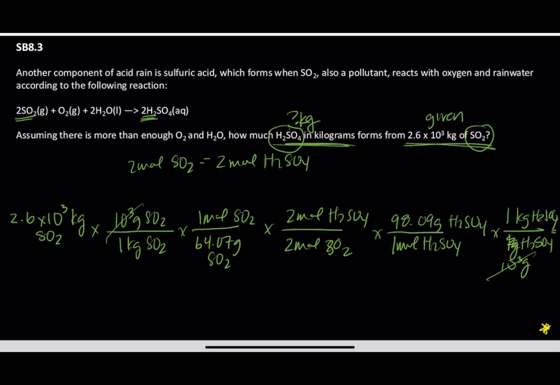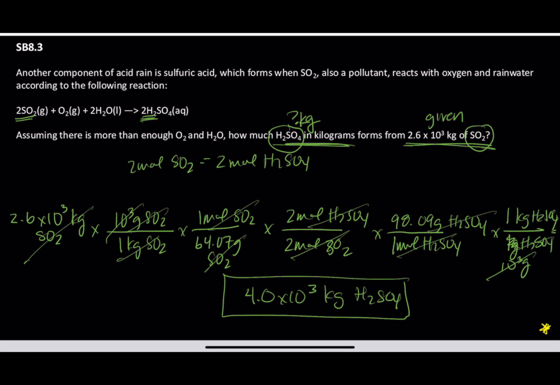Now we're going to make sure all of our units cancel, and we'll note that that 10 to the third also cancels, which makes our math a little bit easier. And if we check, indeed, all the units cancel, leaving us with kilograms of sulfuric acid. Then we just got to do the calculations correctly, round to the appropriate number of significant figures, and we should get the correct answer. So what that says with words is that 2.6 times 10 to the third kilograms of SO2 could produce 4.0 times 10 to the third kilograms of H2SO4.